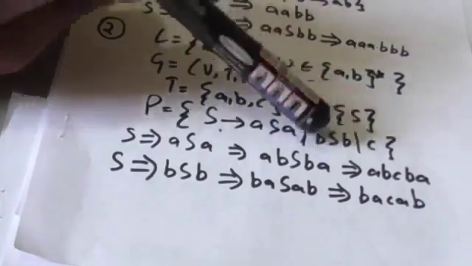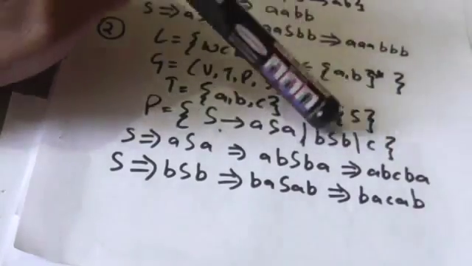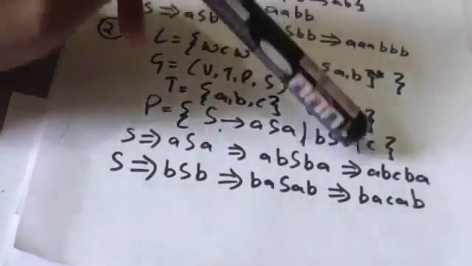P is a set of productions. So in P there are the following productions. S derives A S A. S can also derive B S B, and S can also derive C.